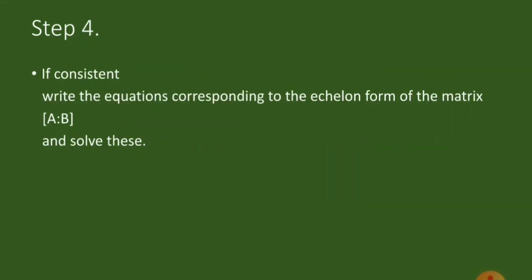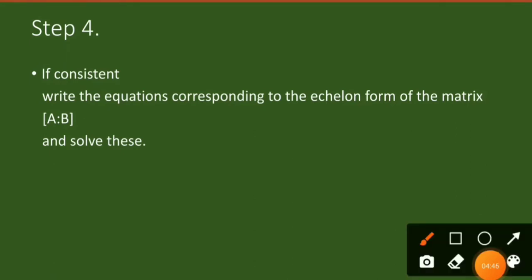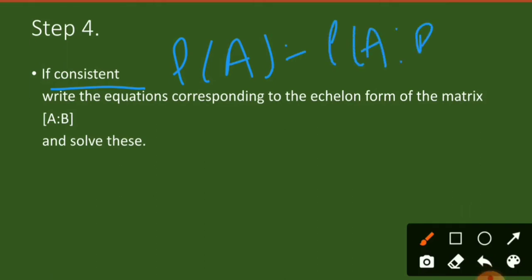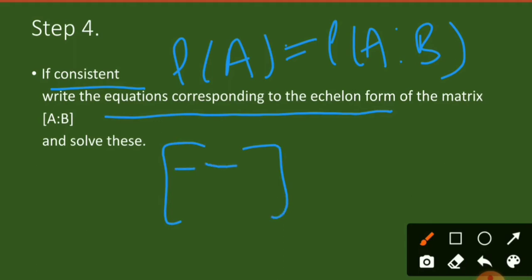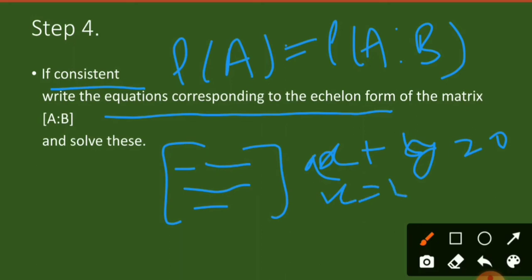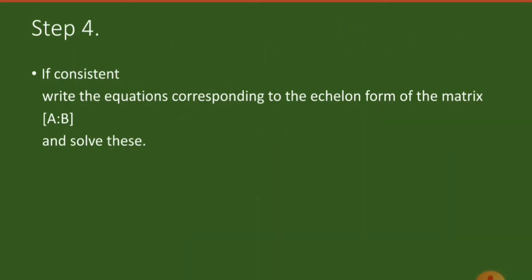So what is the next step? The last step is, if consistent, meaning if the rank of A and rank of A double dot B are equal, then we have to write the equations corresponding to the echelon form. You will write the equations again from this, something into x, something into y, and so on. You will solve for the values of x, y and whatever variables there are, and you will get the solution.